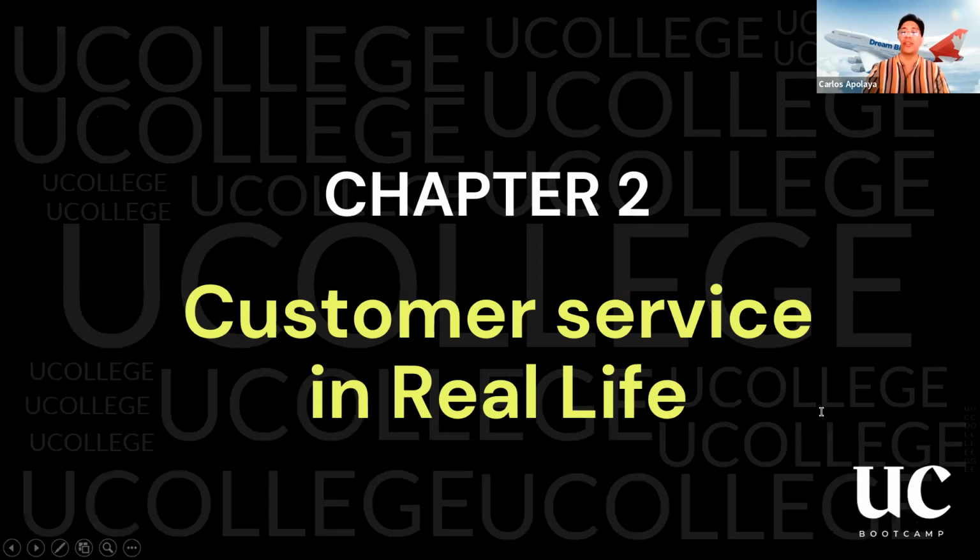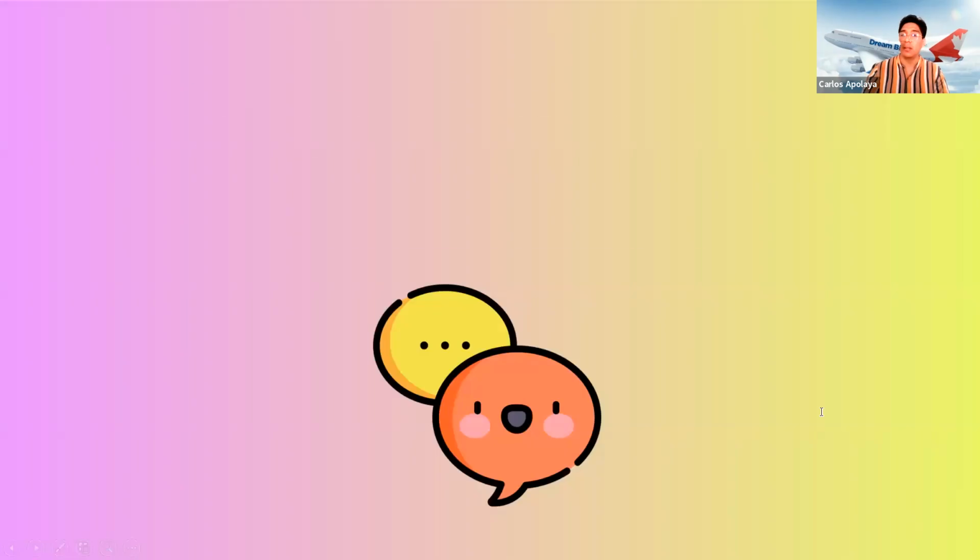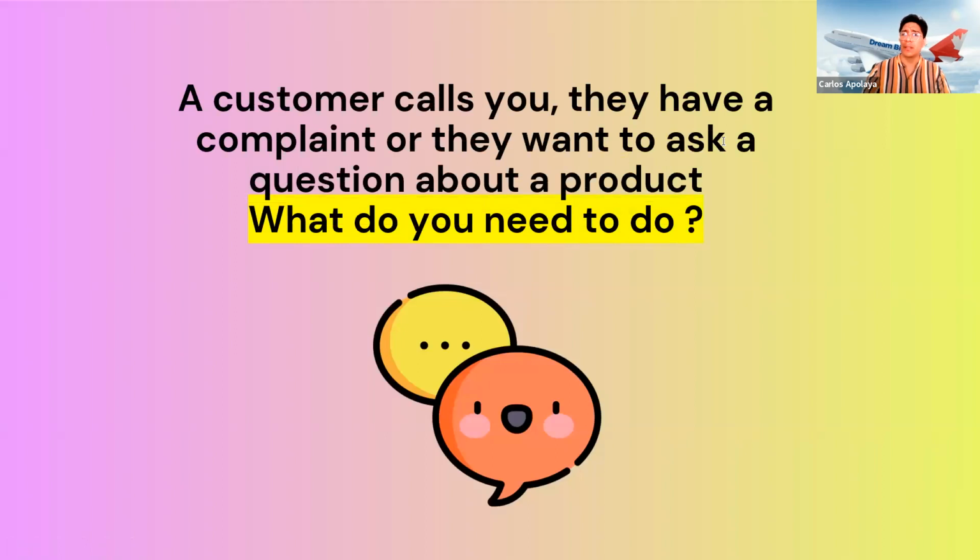Chapter 2, customer service in real life. Question: a customer calls you, they have a complaint, or they want to ask a question about a product. What do you need to do? What is the first thing that you have to do? Well, first I have to listen and get the idea of what they need. Okay, what else? What piece of information do you need first?